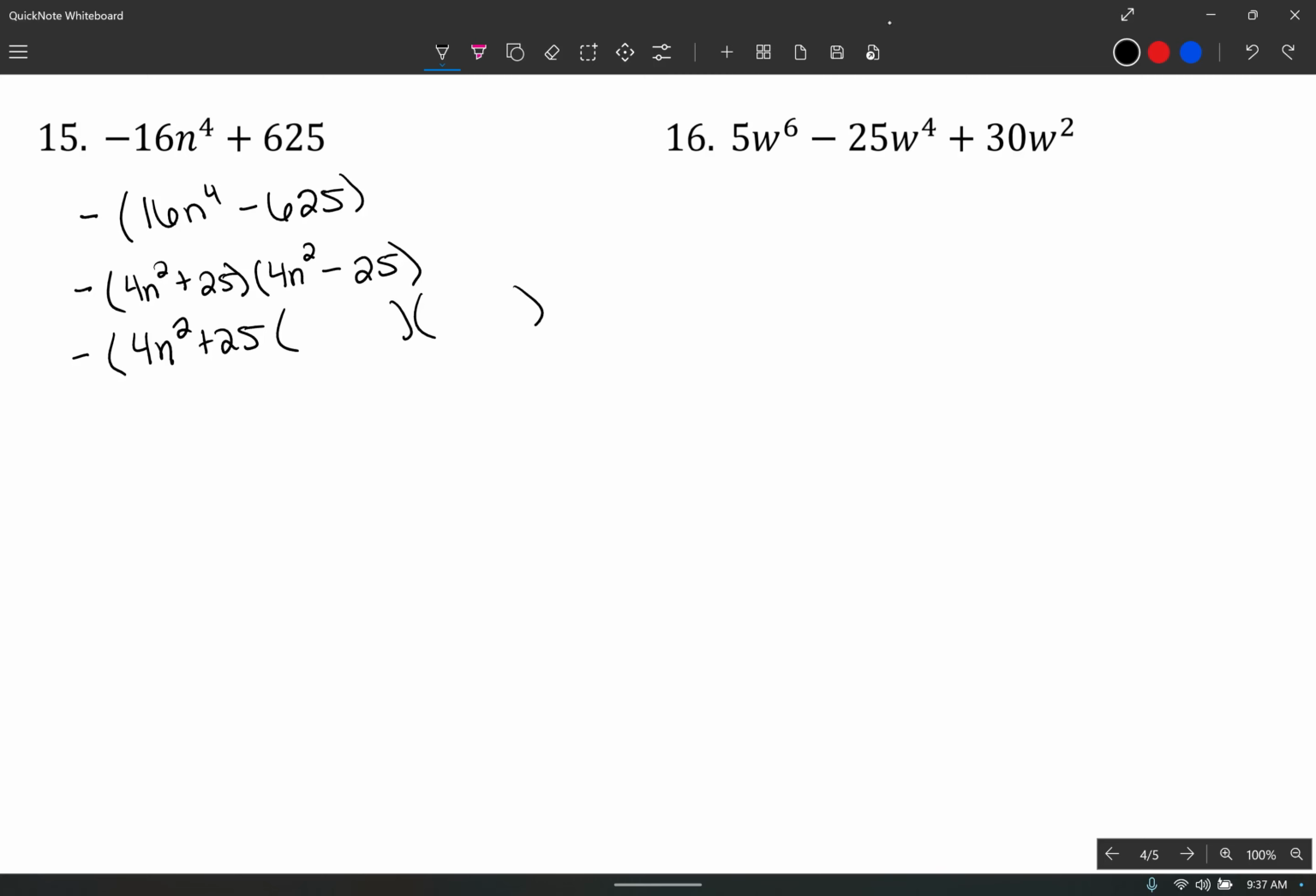And I will factor the 4n squared minus 25. So I have a plus and a minus. The square root of 4n squared is 2n, and the square root of 25 is 5.